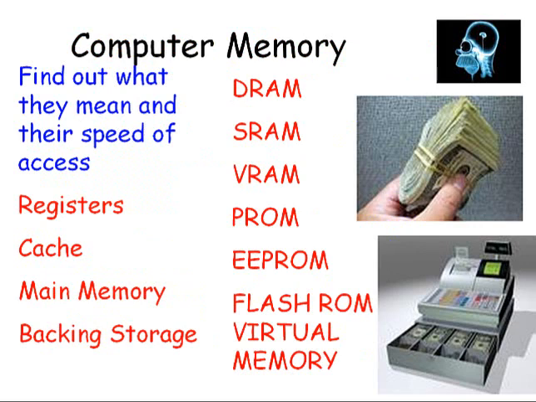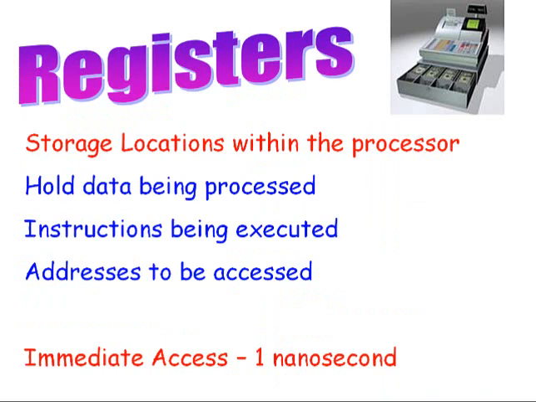A revision task that you can do if you want to go and do it is to look up what these different types of RAM stand for and what they are used for, but the main important ones to look up are the registers and cache and main memory, and that's what I'll talk about most just now. So the registers are the actual storage locations within the processor that are used to hold instructions whilst they're being executed, addresses that are going to be accessed, and they have immediate access, almost instantaneous access, compared to main memory, which is a lot slower.